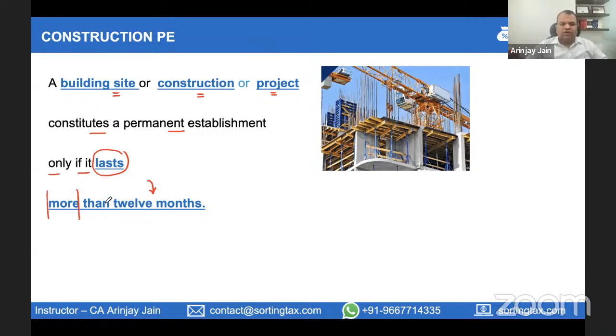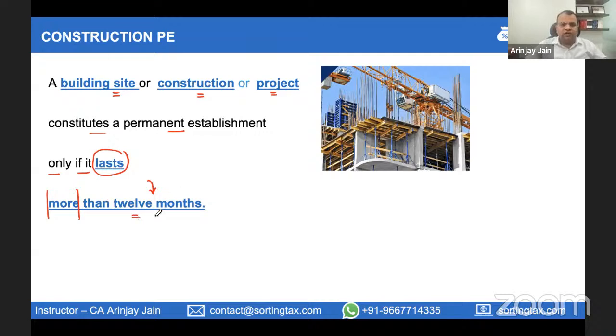So sometimes what can happen is that a non-resident may be working on a building site in the source state, or they may be working on a construction or a project in the source state. We'll come to the questions a bit later. There are some questions that I can see in the comment section. So a building site or a construction site or a project site of a non-resident can result in a PE if it is operating for more than 12 months.